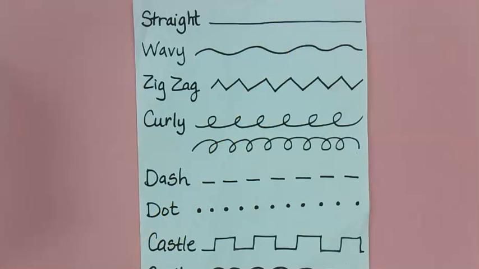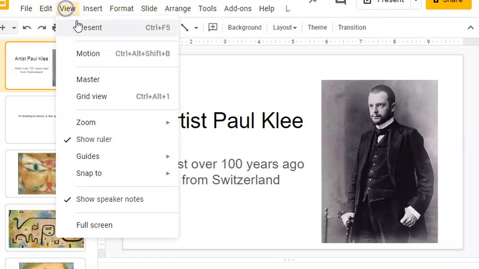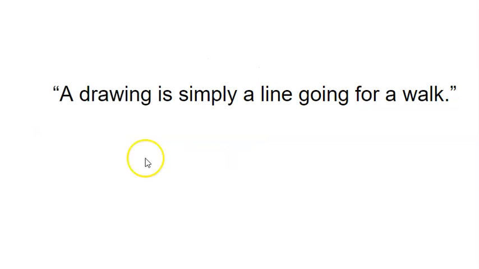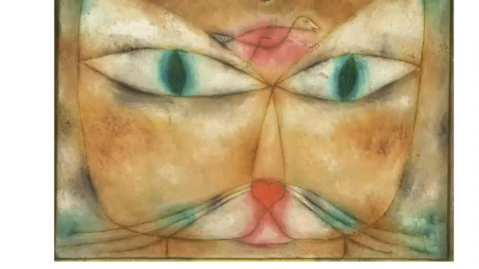And we are going to look at this famous artist named Paul Klee. Here's a picture of him right here. You can tell that this is an old picture, and he was an artist over 100 years ago, and he wasn't from the United States. He was from Switzerland. He said this: a drawing is simply a line going for a walk. So today we're going to look at his art and how he took his lines for a walk, and then we are going to take lines for a walk.